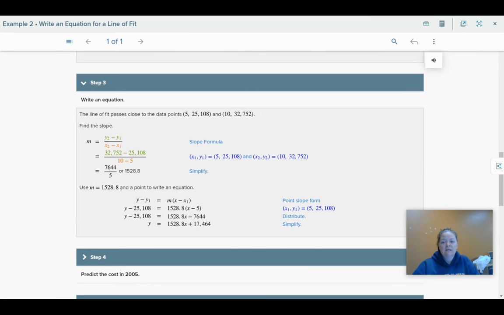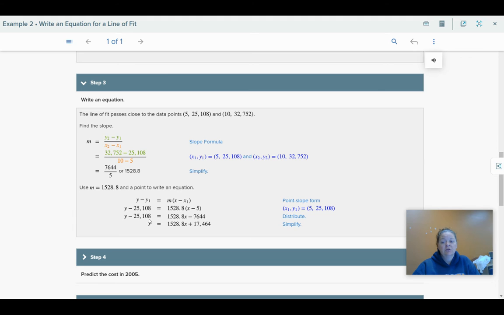Now we're going to use that information, the slope there, and one of the points that is on the line to write an equation. They're going to use the point (5, 25,108). So they put that into the point slope form of an equation, right? So we drop in our y1, the 25,108, drop in our slope, 1,528.8, we drop in our x1, 5. Distribute, so you get 1,528.8 times x minus 7,644.